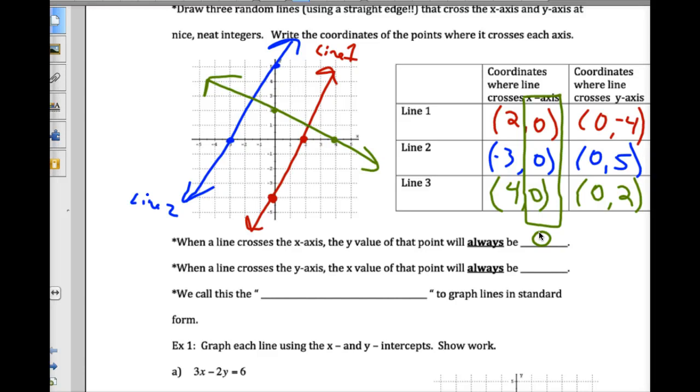When a line crosses the y-axis, run your pencil up and down the y-axis. What's the x value of that point every single time? 0. Notice when you wrote down the coordinates for when it crosses the y-axis, 0 was always the x value. Will that happen every single time? Yeah. Sure will.